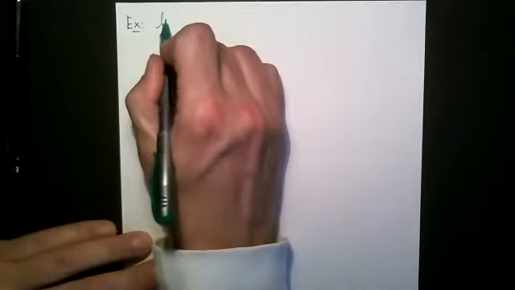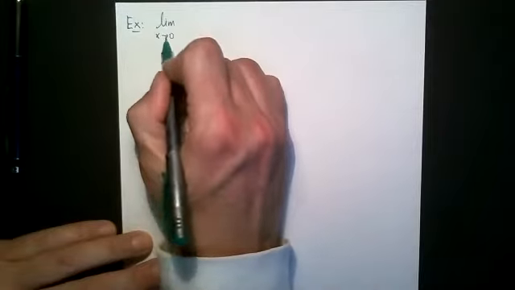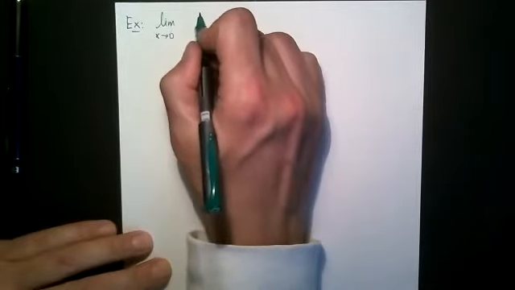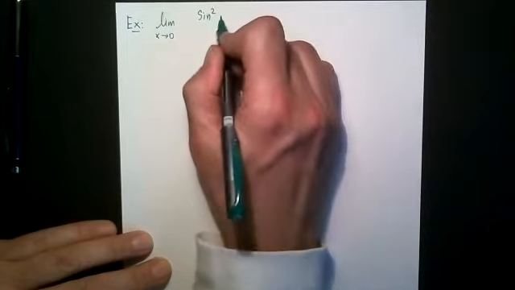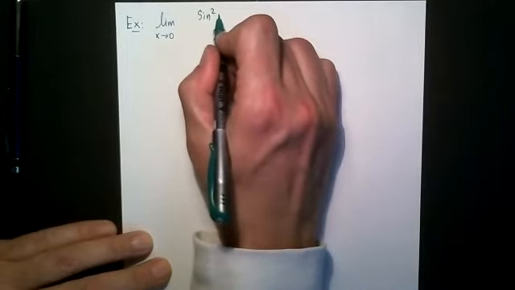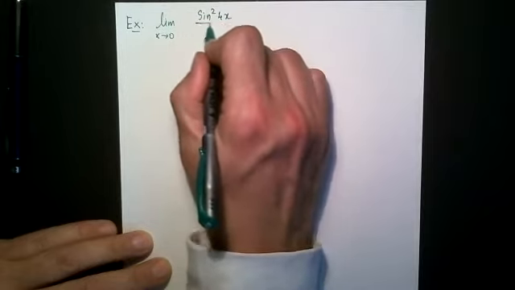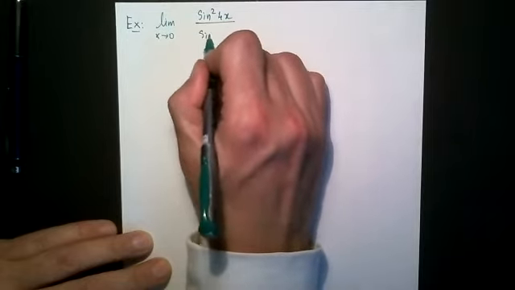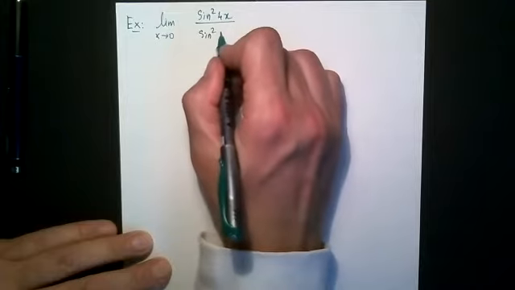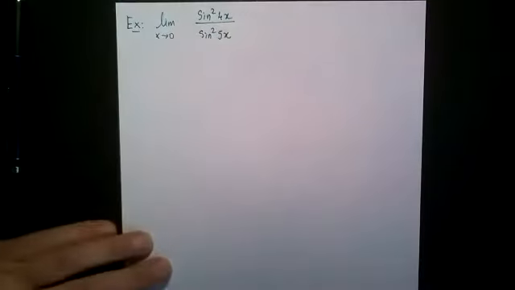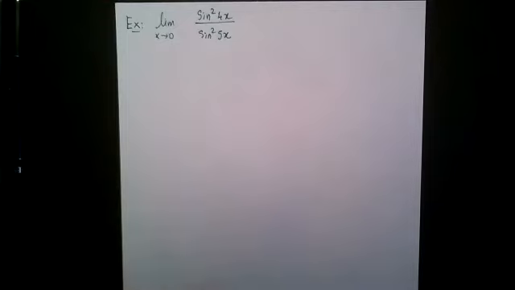Let's try this one. The limit as x approaches 0 of sine squared of 4x divided by sine squared of 5x. Okay, so now I have a sine squared. Do you want to try it or do you want me to do it right away?